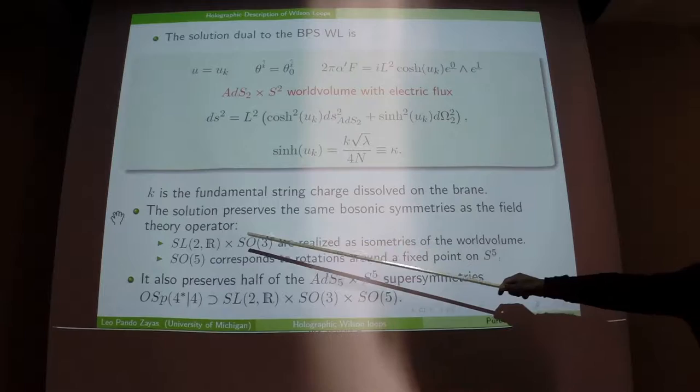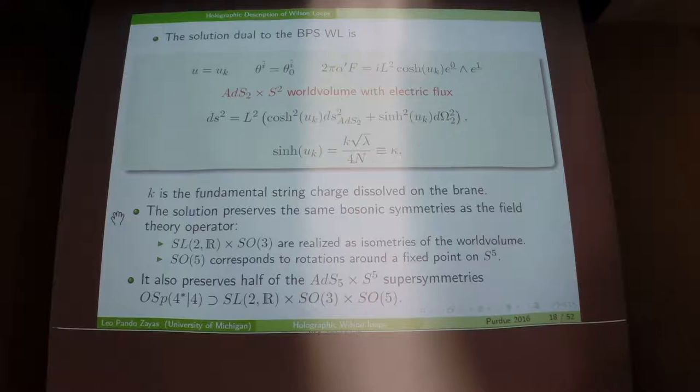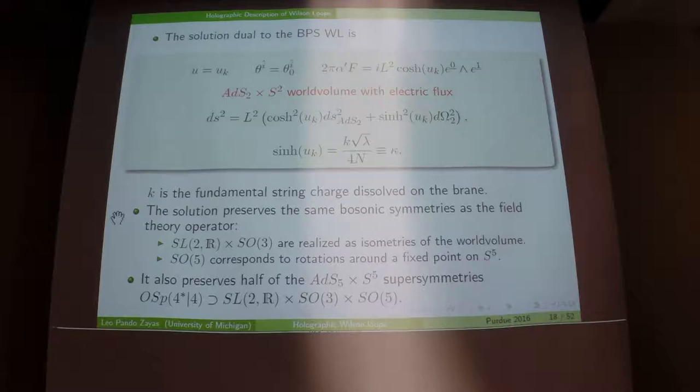These bosonic symmetries are the bosonic part of this supergroup. So when I compute my fluctuations, I want to go back and make sure that the spectrum of fluctuations will be completely described by supermultiplets of this group. And that would be a good check. Okay. Obviously for the fundamental string, this was very easy, and I didn't pause to discuss it, but here it would be a little bit more involved.